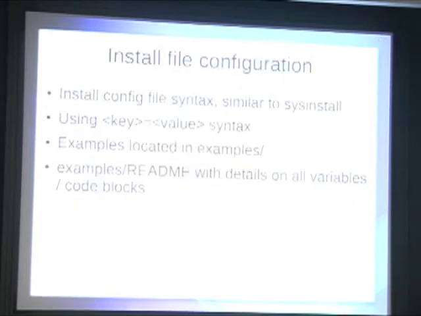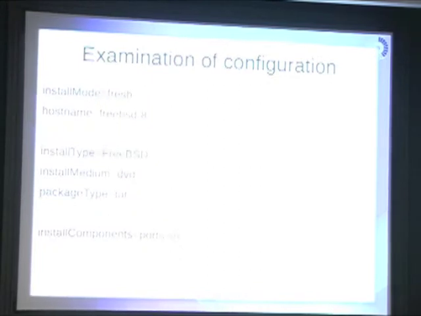Now, the actual install file configuration, I just want to go over this just a little bit before we actually look at some examples. The configuration syntax was designed to be somewhat similar to sysinstall, so it's not a huge learning curve if you're coming from doing some scriptable sysinstall. It just uses a very simple syntax, key equals value, nothing too exciting there. We have a whole bunch of examples in the examples folder of different types of installations from gmirror to ZFS. You can look at a real live example to see what it does and then modify it to suit your needs. And then there's a big README in there with information on all the various keys and what they do and code blocks. Now I'll actually take a look at the config file though.